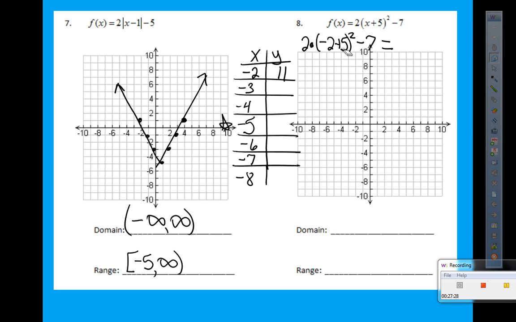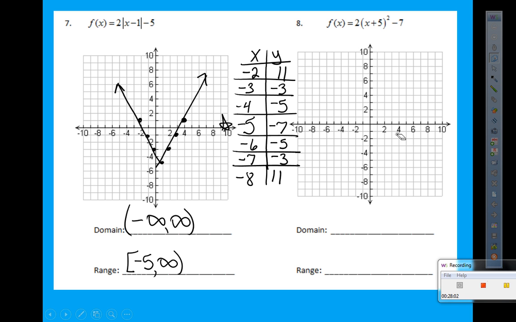And then now when I'm going to do negative 3, in place of the negative 2 comes a negative 3. So I'm going to go 2 times parenthesis, negative 3 plus 5, quantity squared, minus 7 equal, and you should get negative 3. You could pause the video and try these next ones, but you should be getting negative 5, negative 7, negative 5, negative 3, and 11.